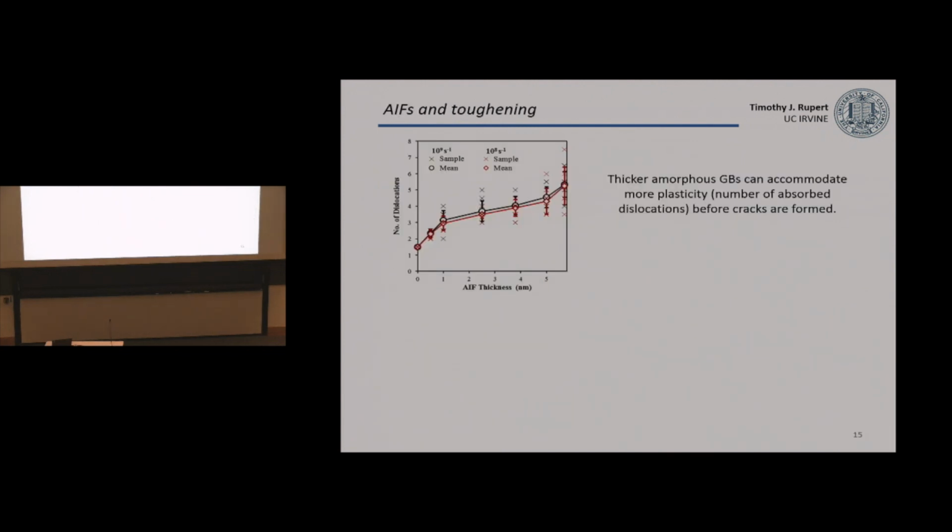We can quantify these things. We're doing it at very low temperature, so we want to do many, many simulations. So in this case, we did a dozen or so per thickness of the amorphous intergranular films. That's what I'll call them from now on.